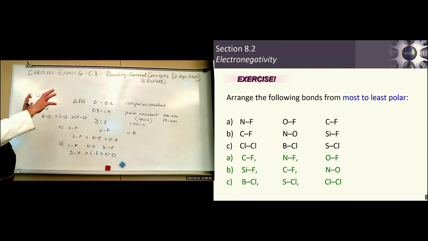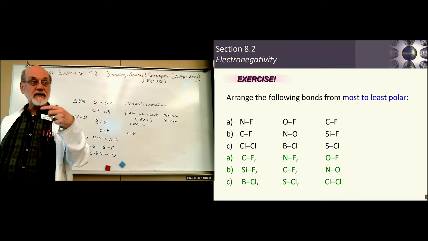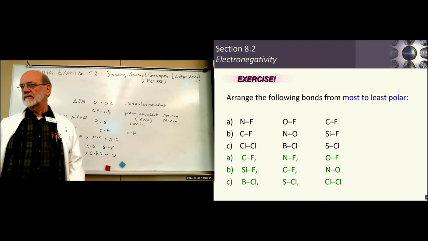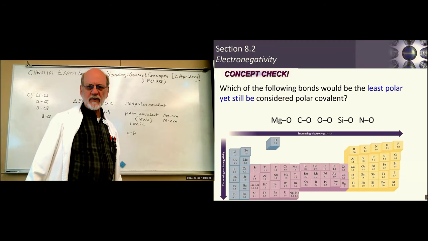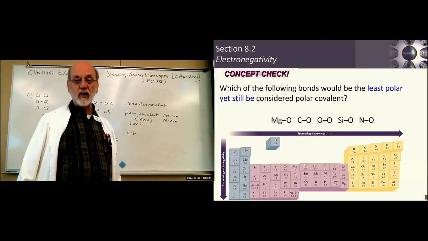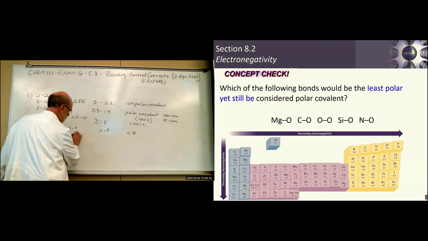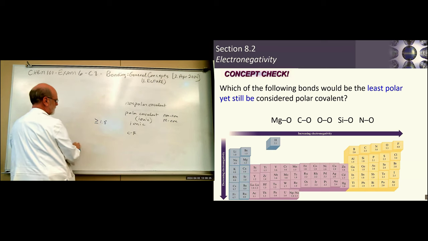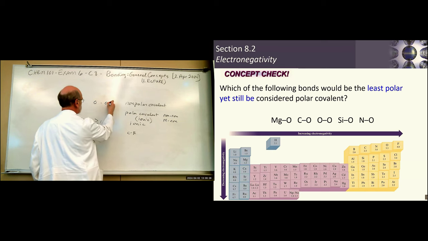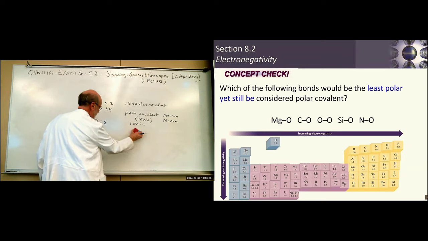Now that's just a qualitative or semi-quantitative approach. Right? You can actually put them in order if you look at a periodic table with their electronegativities, subtract them, then it's simple. Put them in order. Okay, which of the following bonds would be the least polar yet still be considered polar covalent? All right, so now we're going to do some calculations. This was 0 to 0.2, wasn't it? 0.3 to 1.4. Okay. But we're going to need those.